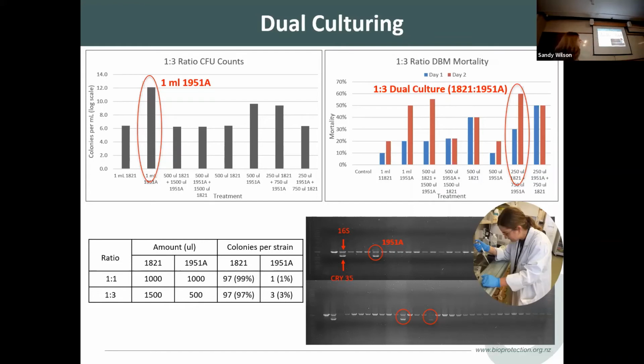Analysing the 2 ml 1-to-1 dual culture, we found that 99% of the colonies were 1821. And looking at the 1-to-3 dual culture, we found that 97% of the colonies were 1821. So our results show that 1821 outcompetes 1951 in culture, even though the two strains are genetically very similar. 1821 does not usually grow as well as 1951 due to colony collapse, so dual culturing may not be beneficial for maximising toxicity. We are currently preparing to do the same analysis for this treatment up here, which resulted in the highest mortality.